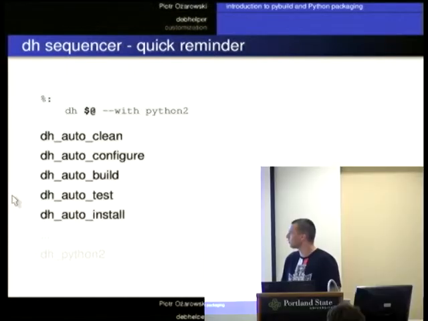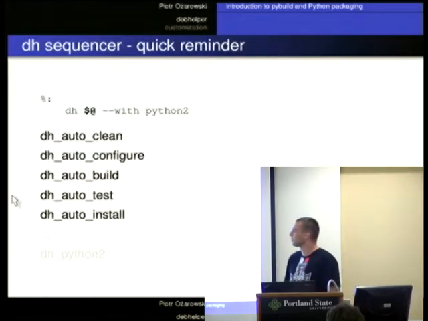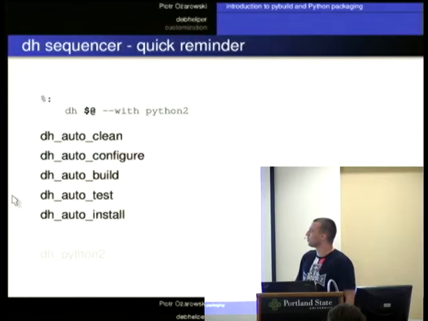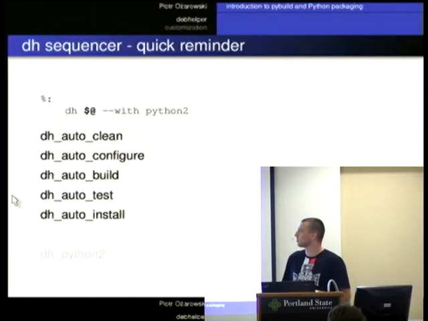And what DH sequencer actually does is it invokes these five DebHelper commands, which try to do their best to guess the right build system and invoke correct commands for given build system. For example, if it finds a makefile, it will invoke make clean in dh auto clean. It will invoke configure command in the second one, and so on.